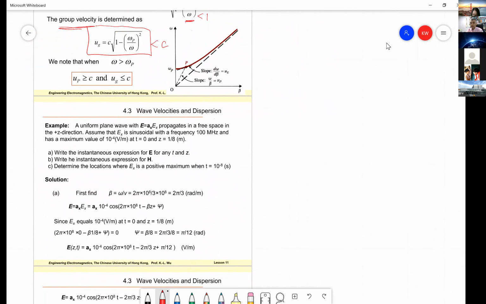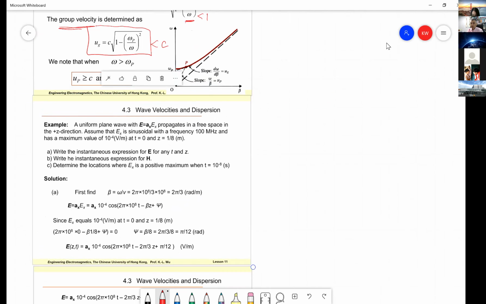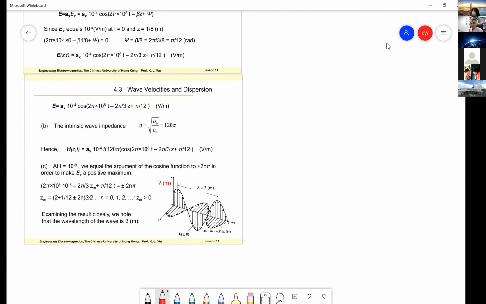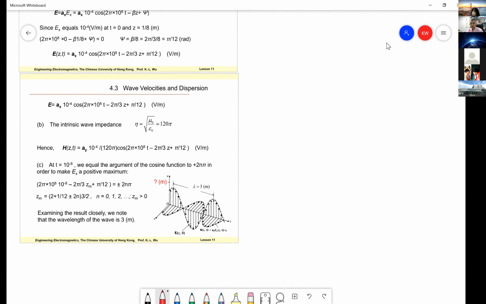Sometimes we can read the information about the speed, the wave number or propagation constant, and the magnitude or frequency of the wave from mathematical expressions. We have this example, and it is very straightforward to read, so I shall leave it to you.